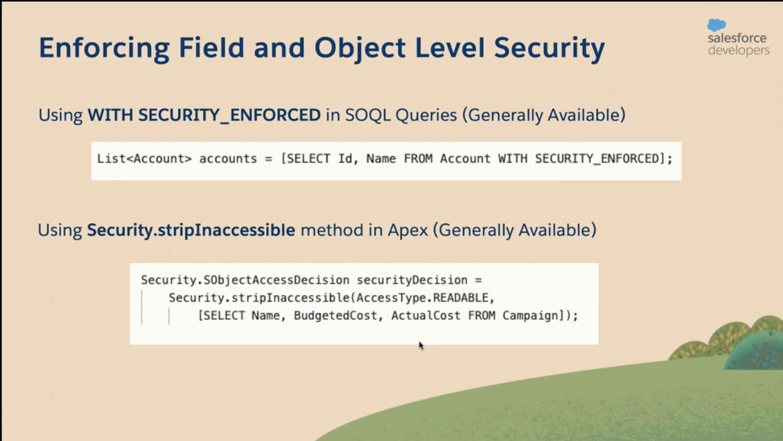Now, the other method that we have released is Security.stripInaccessible. The purpose of this method is that it removes the values of the fields to which the user doesn't have access. So in the example that you're seeing on the screen, there is an SOQL query which is going to return the results. And the moment you use Security.stripInaccessible, it checks for relevant permissions on all the fields that have been retrieved. And if you don't have permission on, let's say, the actual cost on the campaign object, it is going to remove the value of the actual cost and return the remaining values to you. So this is another way in which you can enforce field and object level security.